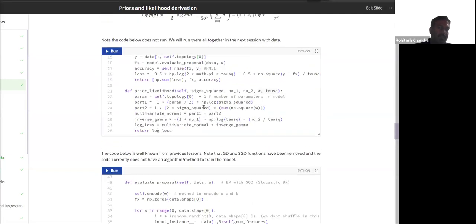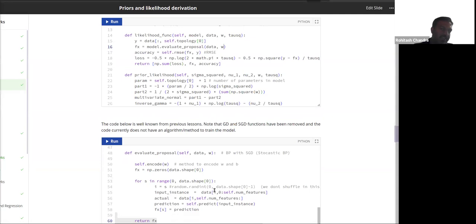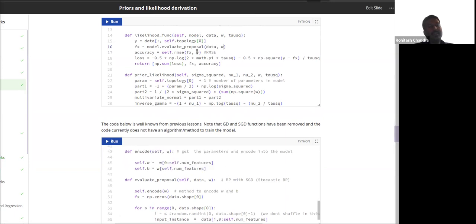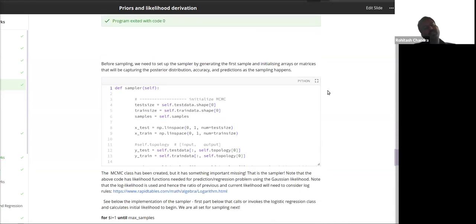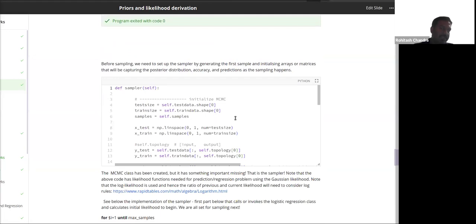So in evaluate proposal, it takes the set of weights and biases, passes it here, encodes it, and for each data point it gets the prediction. The set of predictions is saved into this fx, which is subtracted from the actuals and then used to calculate a likelihood value. So that's what the MCMC class and the linear model class do.